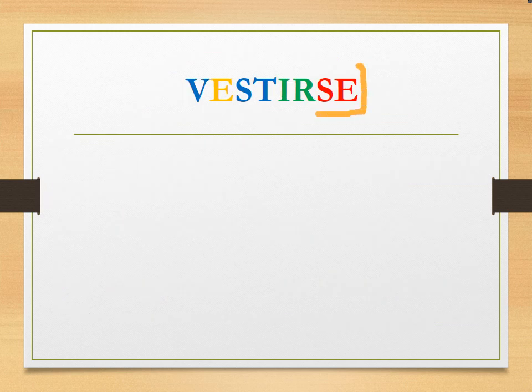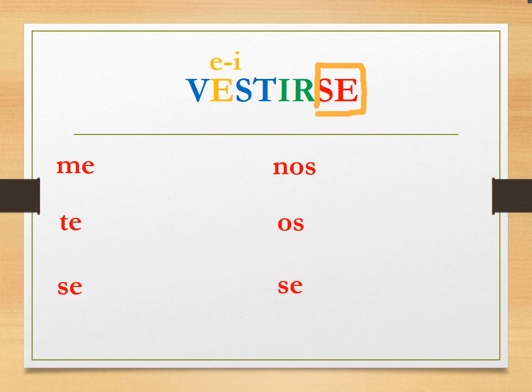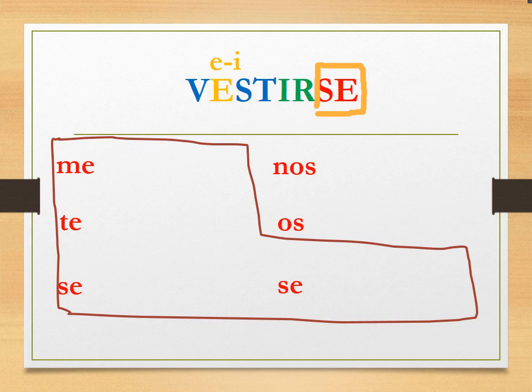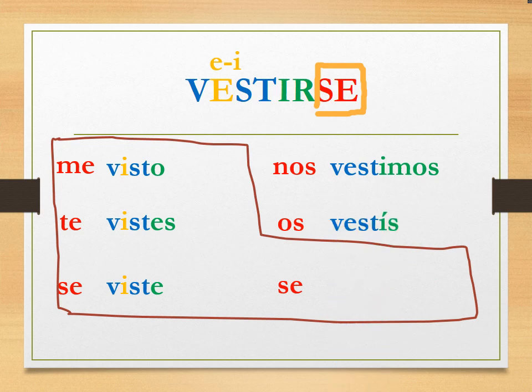Let's look at vestirse, same thing. The se, step 1, goes to me, te, se, nos, os, se. Giving you a hint, vestirse is a stem changer. The E goes to I inside the boot. So inside the boot, you get visto, vistes, viste, vestimos, vestís, and visten. So that shows you that the E goes to I inside the boot. Outside the boot, we left it alone.